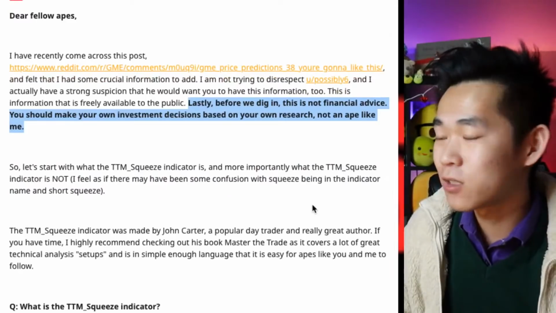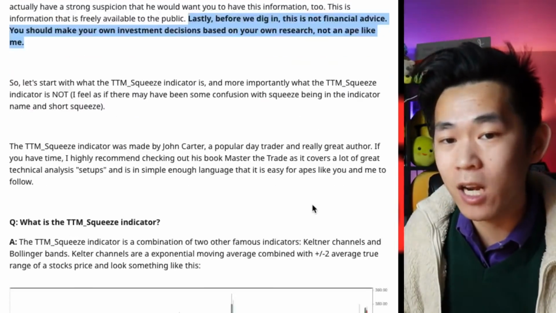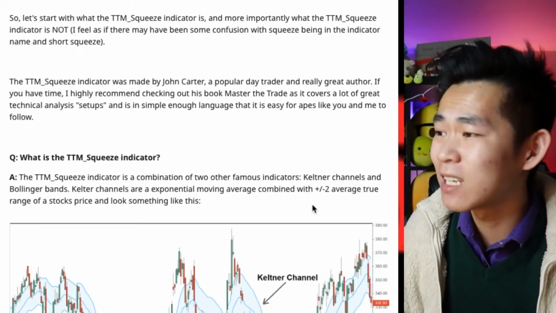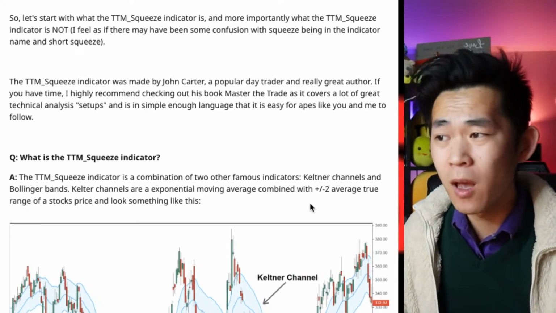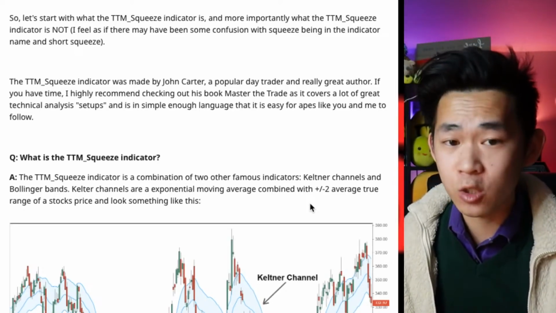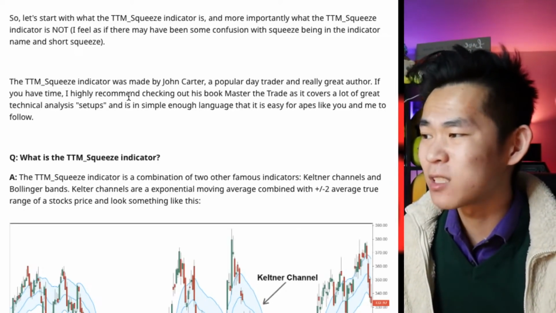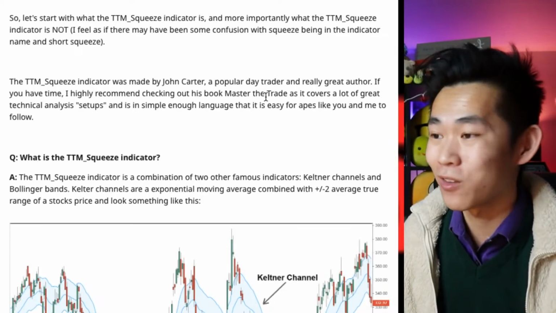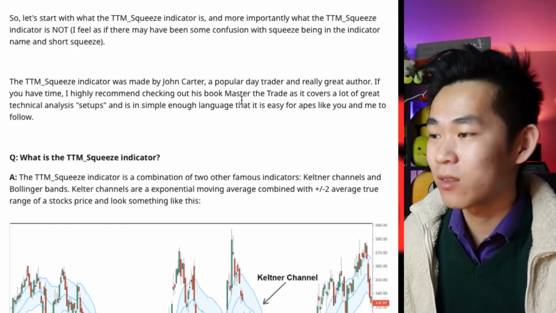My name is Andrew Mo, but I am a data scientist first and an entertainer zeroth and a financial advisor never. So let's start with what the TTM squeeze indicator is, and most importantly, what the TTM squeeze indicator is not, because they feel there's some confusion with squeezing being the indicator name and short squeeze. The TTM squeeze indicator was made by John Carter, a popular day trader and really good author. If you have time, they recommend checking out their book.